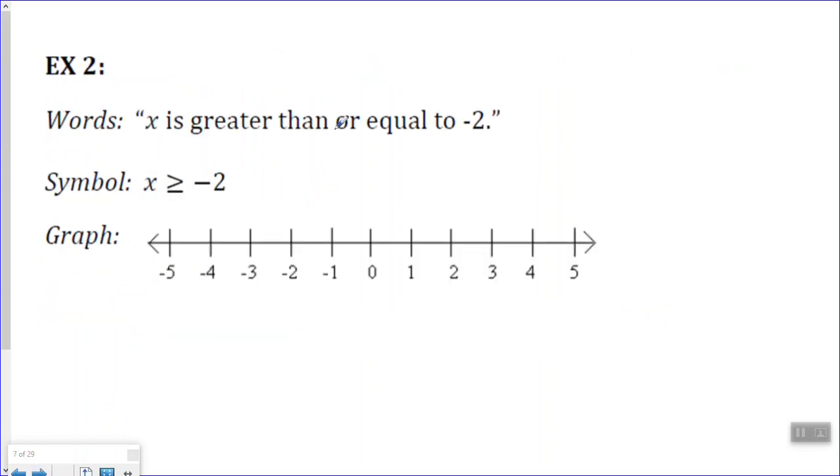x is greater than or equal to -2. So all the x values greater than or equal to -2. So you have an equal to sign, so you have to use a closed circle at -2, and these numbers are greater than -2, so it's to the right side.